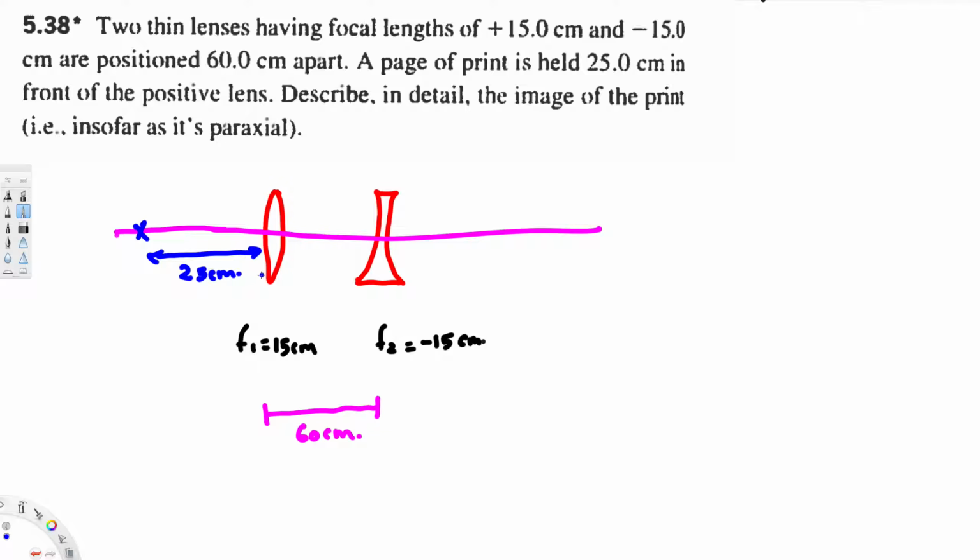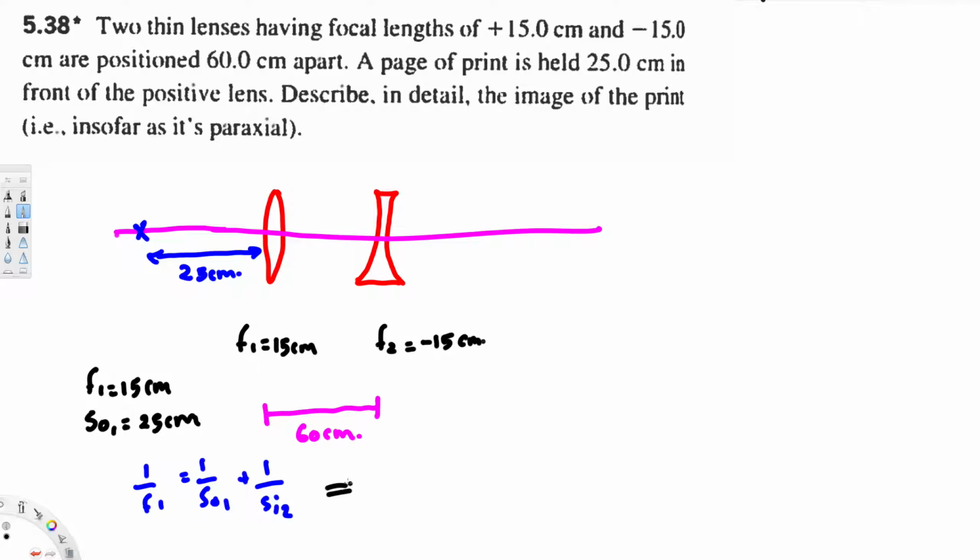Now let's see what the image distance due to the first lens is going to be. To find that, we can use the thin lens formula: 1 over f1 is equal to 1 over so1 plus 1 over si1. Before we do this problem, let's note down the information. f1 is equal to 15 centimeters and the object distance so1 is equal to 25 centimeters, and what we are trying to find is the image distance.